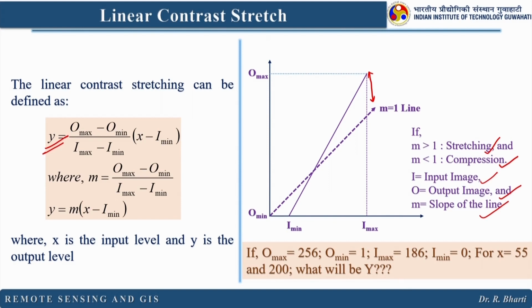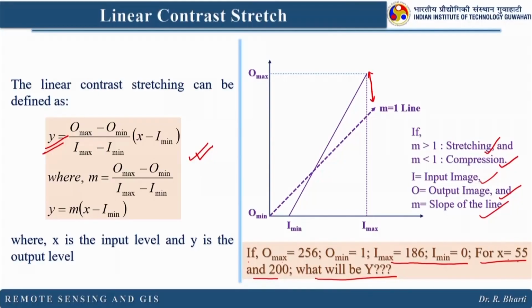Now, this you can try. If O max is equal to 256, O mean is equal to 1, I max is equal to 186, I mean is equal to 0. So, I max and I mean have been calculated or estimated from your image matrix. For x is equal to 55 and 200, what will be the Y value? You can easily use this particular formula and calculate what will be the Y value, right.